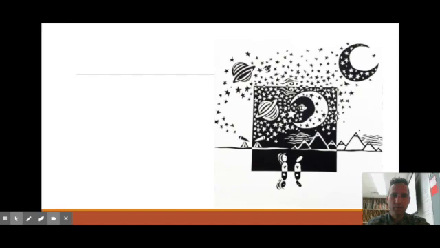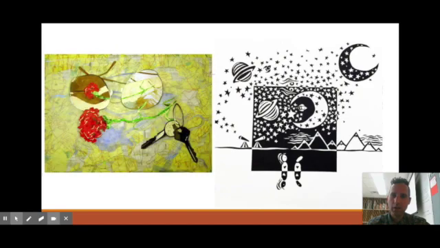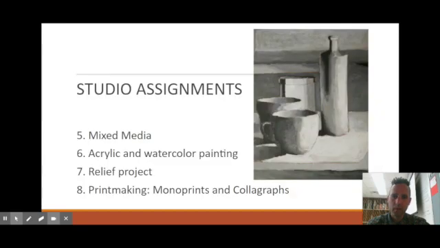This is a collage piece that was made a few years ago, and another collage piece in a very different fashion. Studio assignments will also be mixed media. We will paint acrylic and watercolor painting. We'll do a lot of that here. In fact, this week we're starting to do acrylic painting.